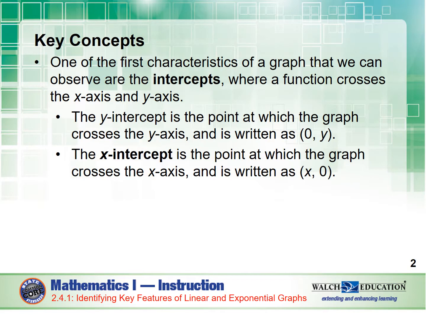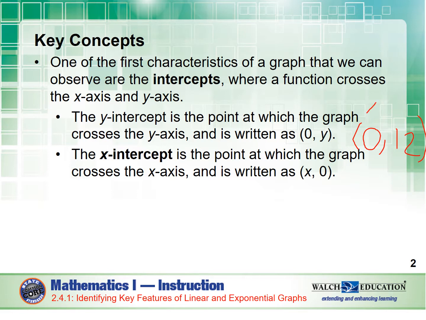So, key concepts. One of the first characteristics of a graph that we can observe are the intercepts. That's where a function crosses an x-axis or a y-axis. The y-intercept is the point at which the graph crosses the y-axis and is written as (0, y). So again, the y-intercept would always have a value of 0 for x, and let's say 12 if the y-intercept was 12.